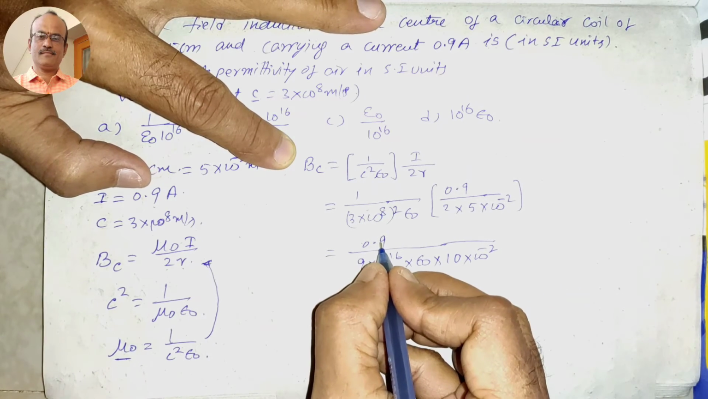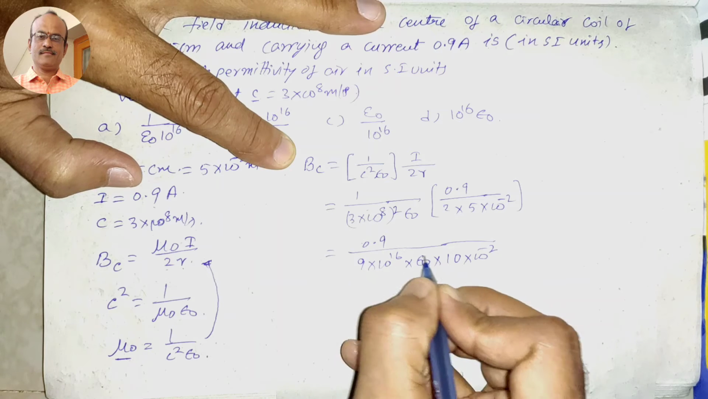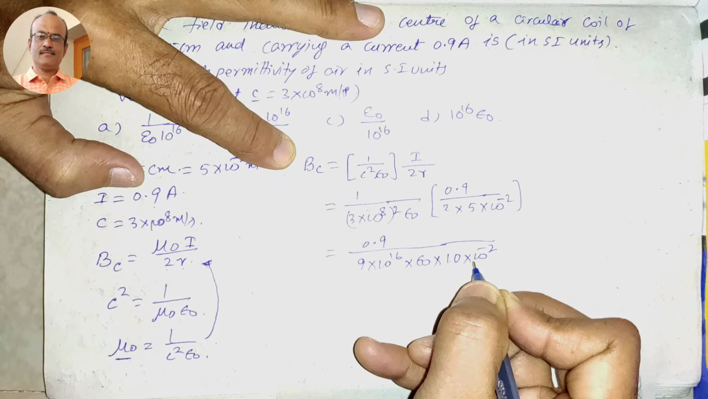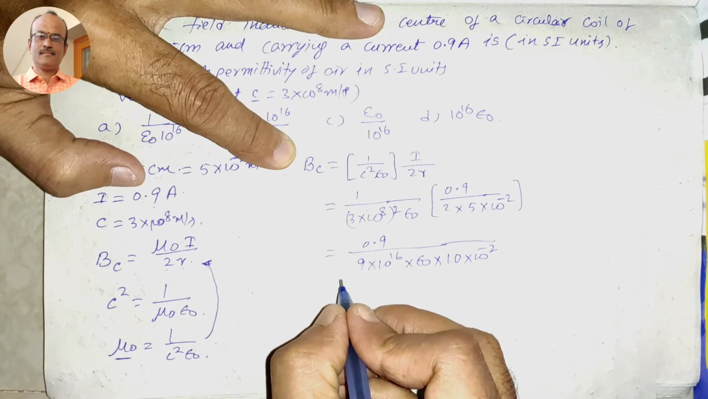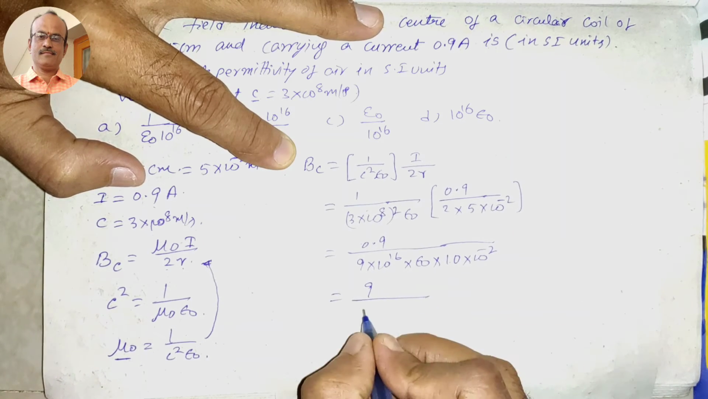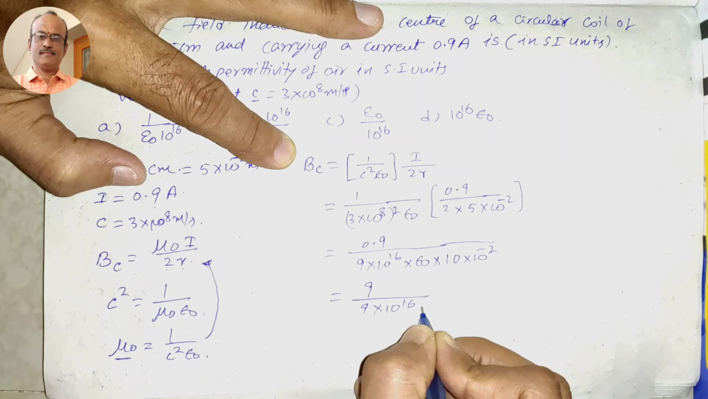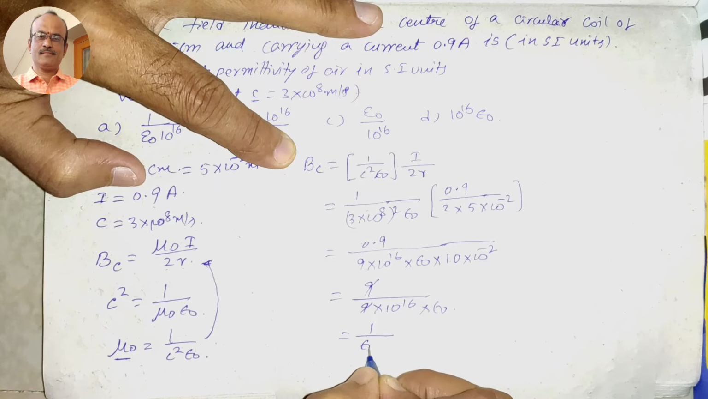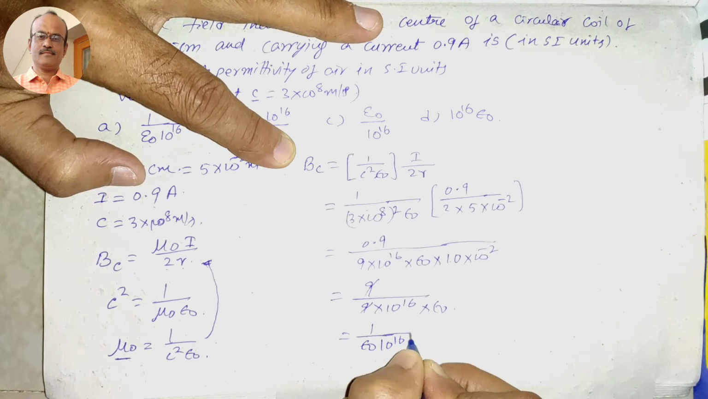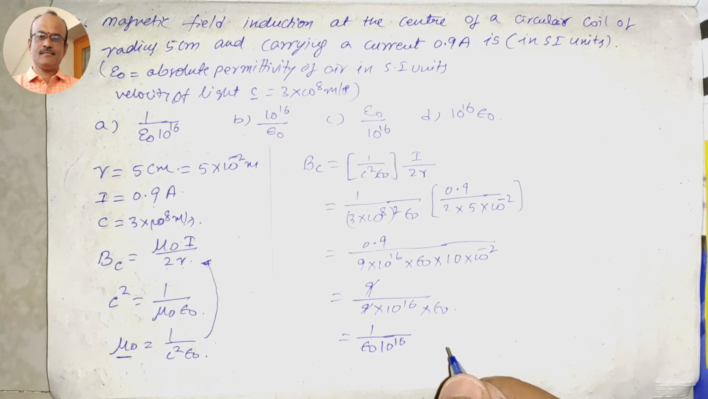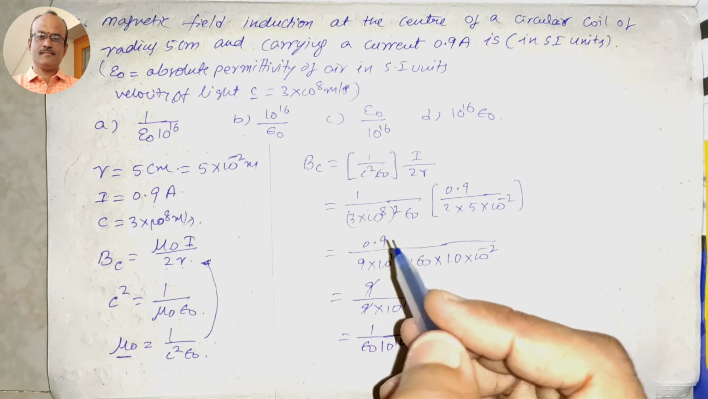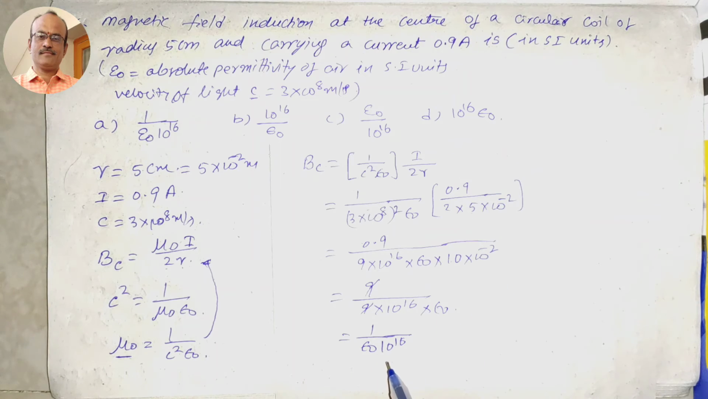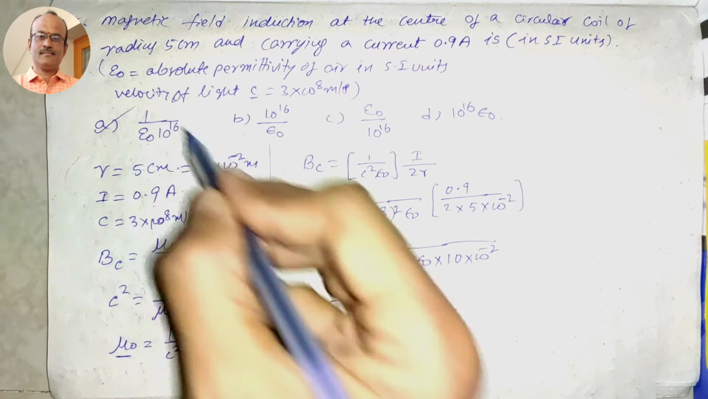Here what happened: 0.9 divided by 10 is nothing but 10 square, and 10 square into 10 to the power of minus 2 becomes 1. So the remaining is 9 divided by 9 into 10 to the power of 16 into epsilon naught. Both get cancelled, giving 1 by epsilon naught into 10 to the power of 16. So which option is correct here? 1 divided by epsilon naught into 10 to the power of 16. So option A is correct.